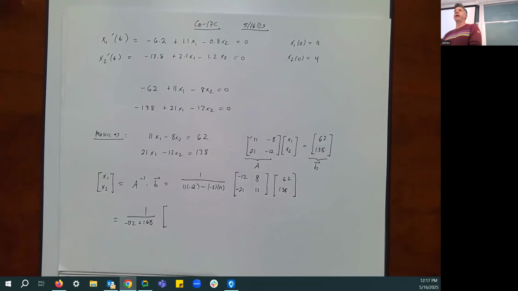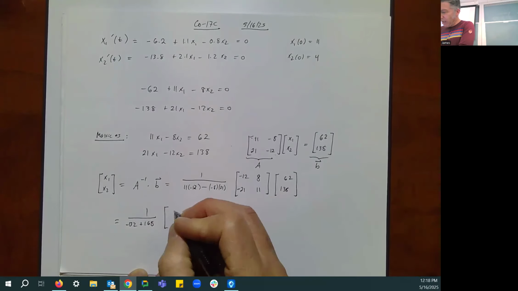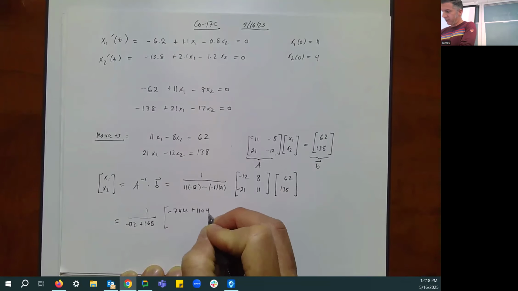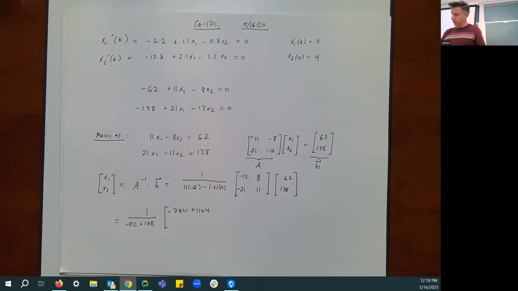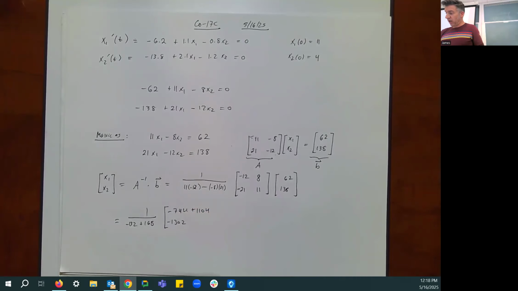I mean, you can use a calculator, right? I'm doing this by hand because that's what I've got, but I'm about to not, because 12 times 62, why take chances? So let's see. Over here, we're going to get negative 12 times 62, and then 138 times 8. So that's going to be negative 744 plus 1104. And then the second row is going to be negative 21 times 62, which is negative 1,302 plus 11 times 138.